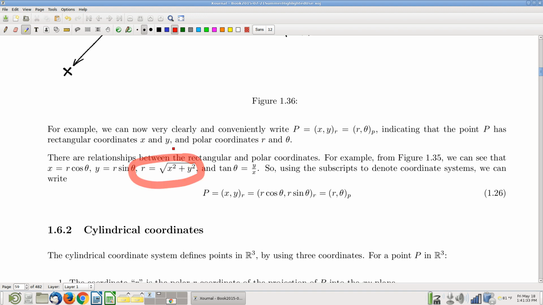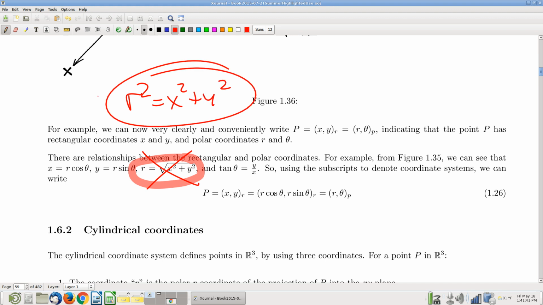R might not necessarily be the square root of x squared plus y squared. I do know that r squared is x squared plus y squared. That much is clear. But r could be negative, and the square root symbol means positive. Sorry about that. I'm going to get that fixed in the next edition of the book. Everybody see what I'm talking about here? So be careful with that.